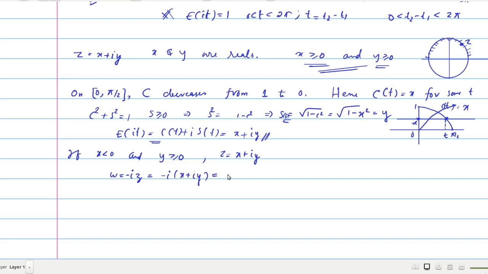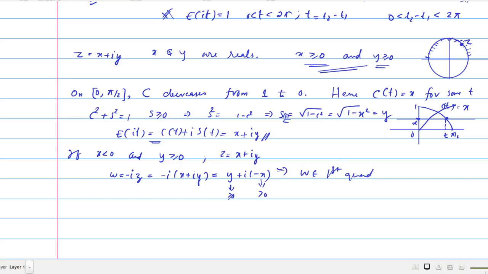So that will give y plus i times minus x. Okay, so that is the value of this w. Since y is greater than or equal to 0 and x is less than 0, minus x is greater than 0. So we can say that x and y satisfy the previous condition. This implies w belongs to the first quadrant.